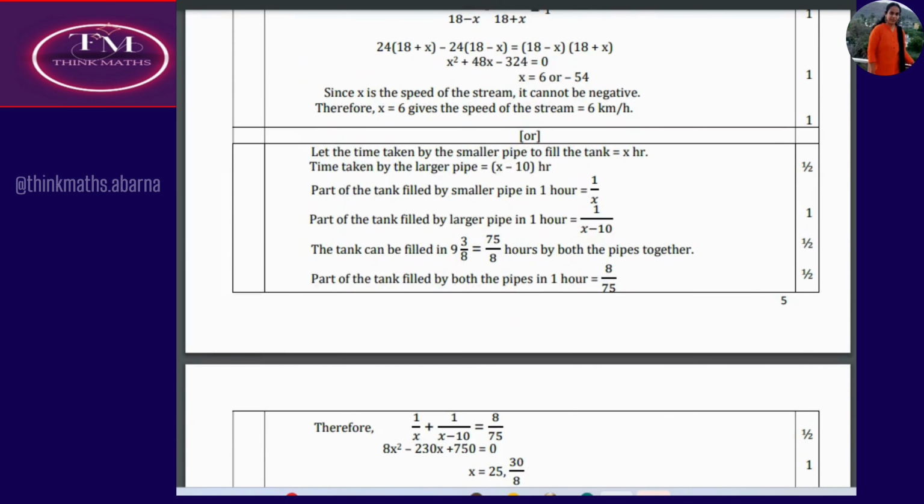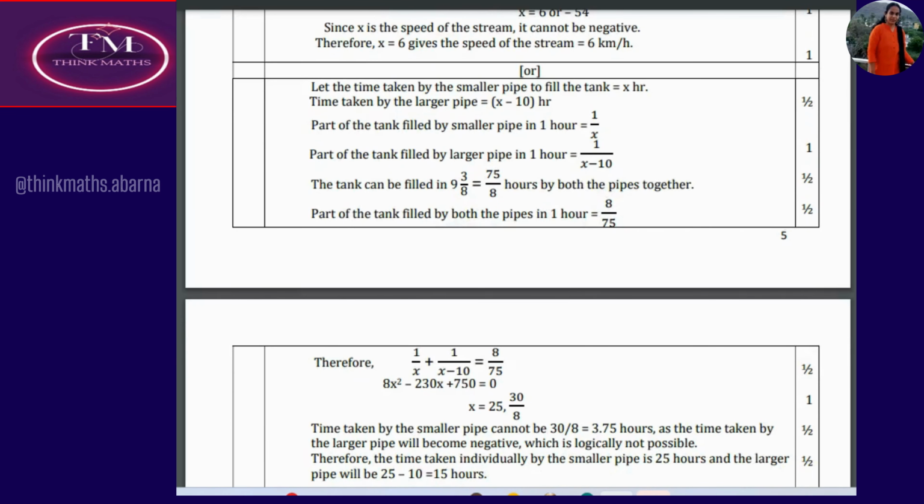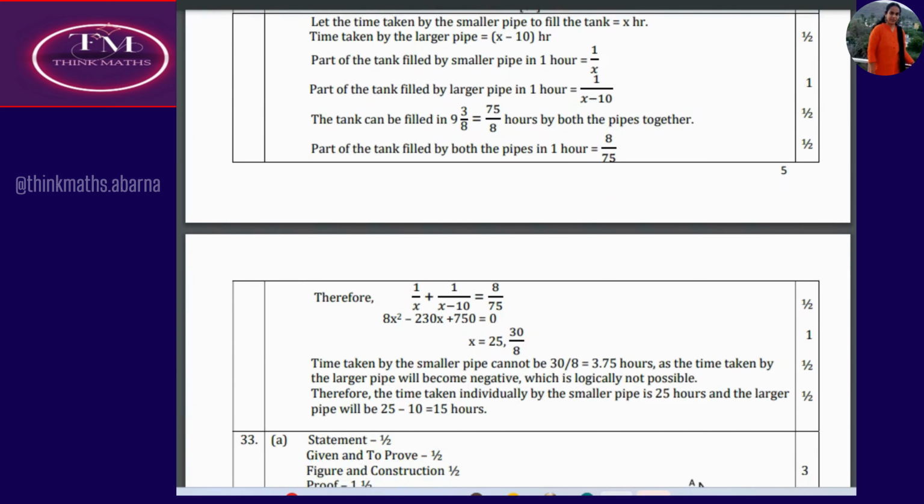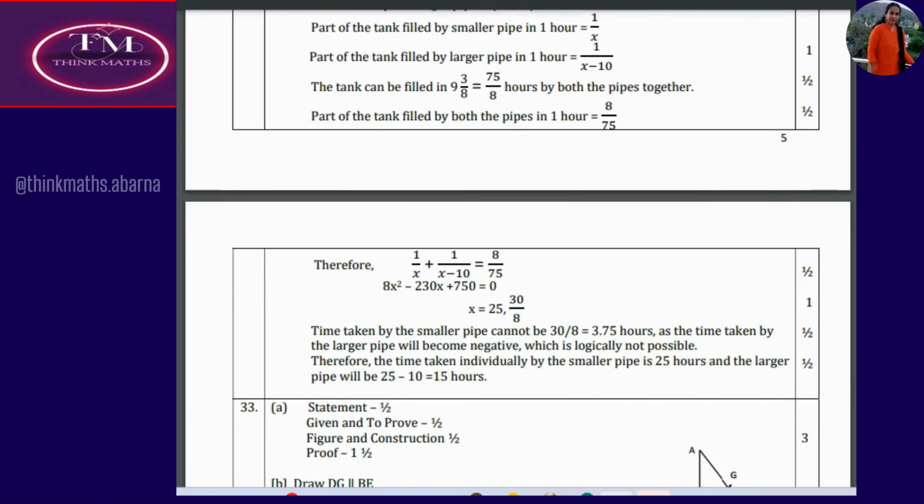The same way for this problem, time taken for smaller pipe and larger pipe, the marking scheme is as follows. For each step, there will be half mark, 1 mark, half mark. Okay. So follow this marking scheme so that you will be able to write the answer properly.